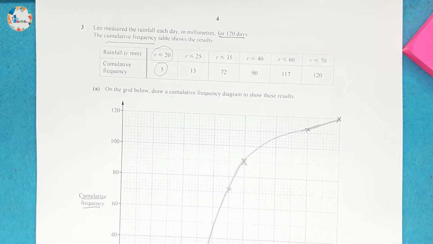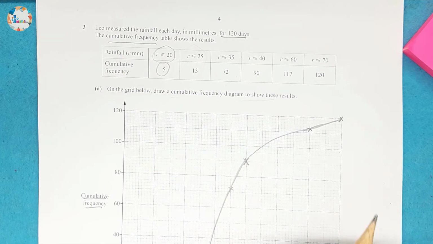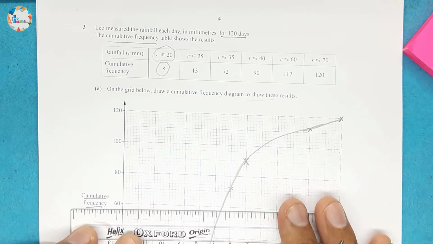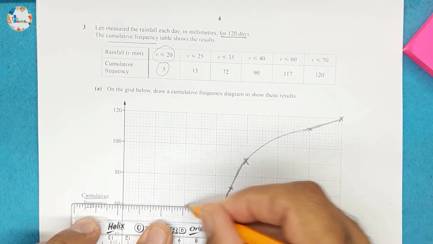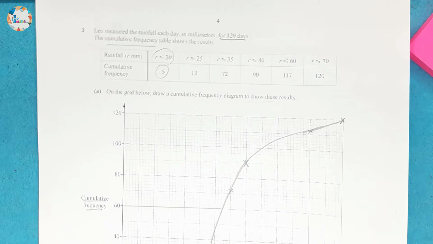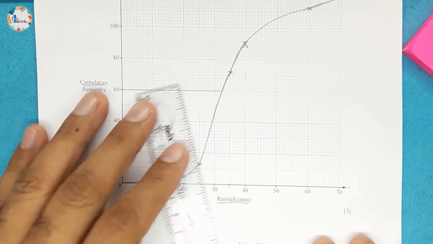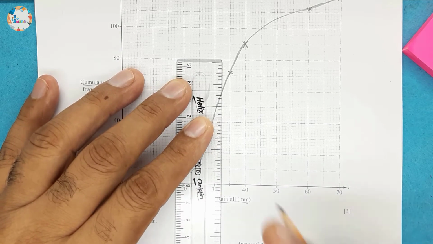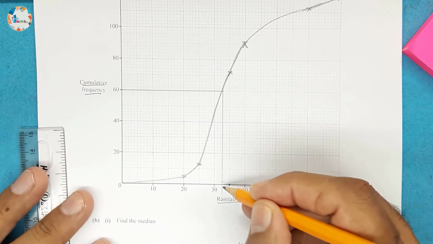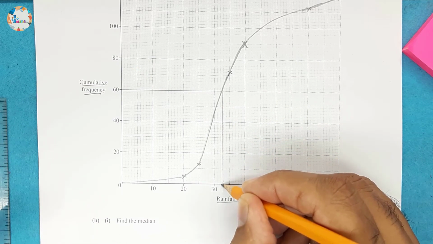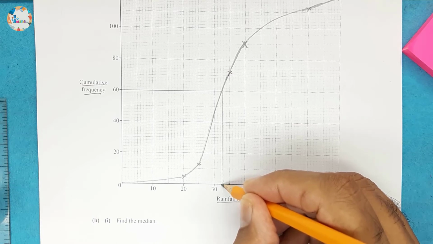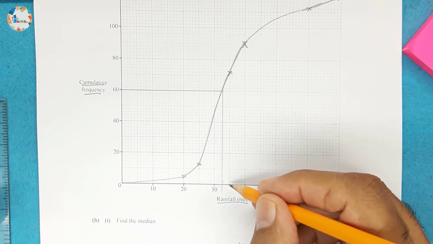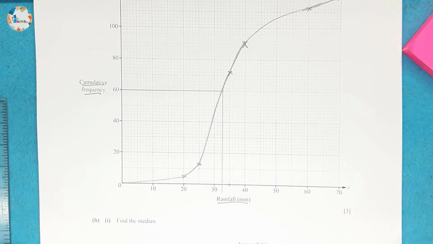Now find the median. Median will be the middle value. For middle value we'll be checking the reference. So this will be up to 60, we'll have to see. So this side, and we can check from this side, rainfall side will be this one, so we can check this reference. This is 35, so 32.5 will be the median basically. We can write 32.5, or we can write 32, it's okay.